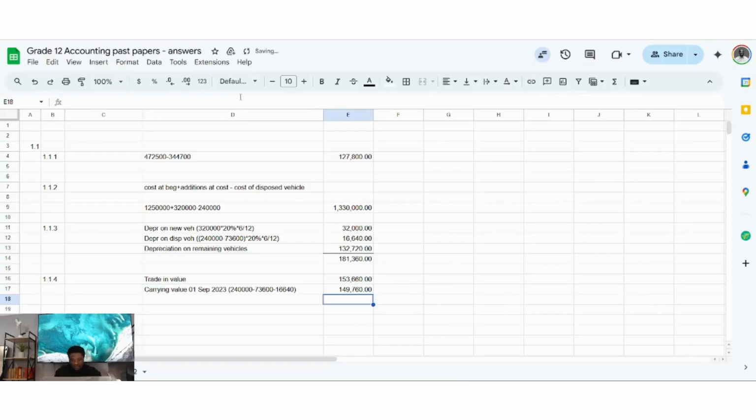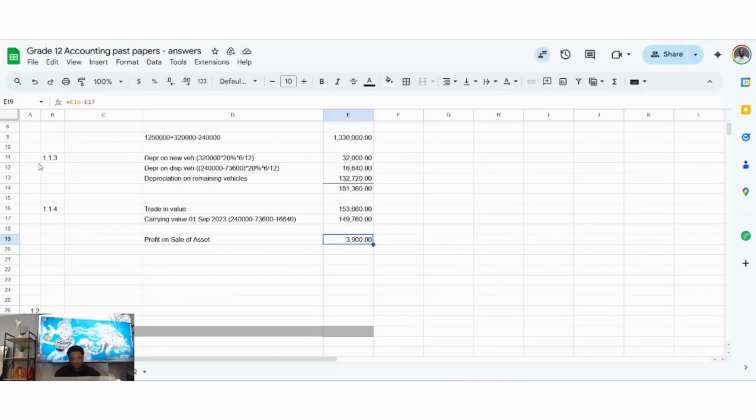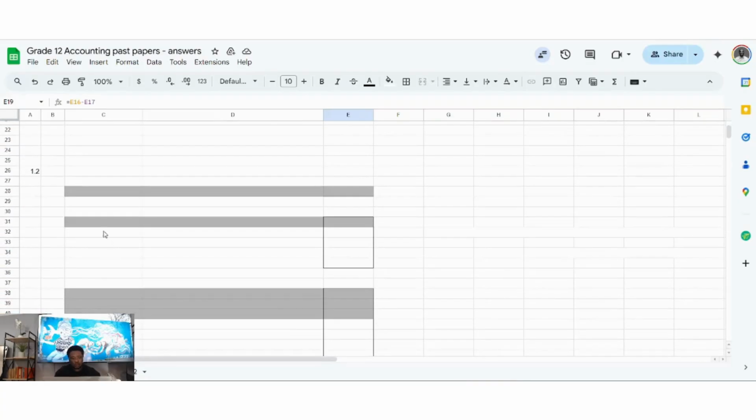So the carrying value of this vehicle is 149,000, and it was traded in for 153,660, and based on this it would have been a profit. So a profit on sale of asset. We'll just take 153 minus 149, and that gives us 3,900. Okay, cool. So that's the start to the first question, 1.1, and we're now moving to 1.2.